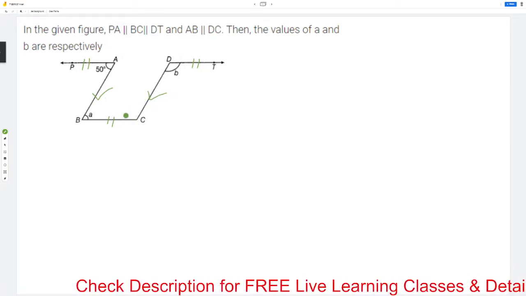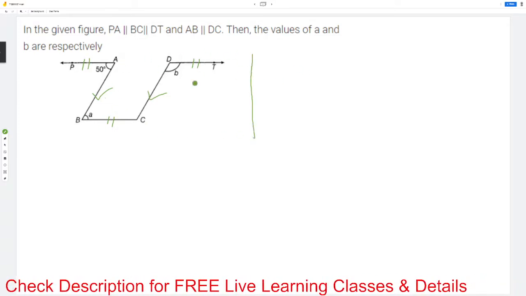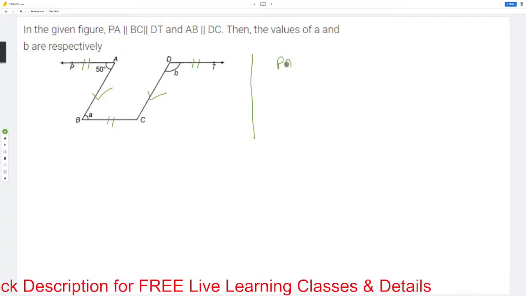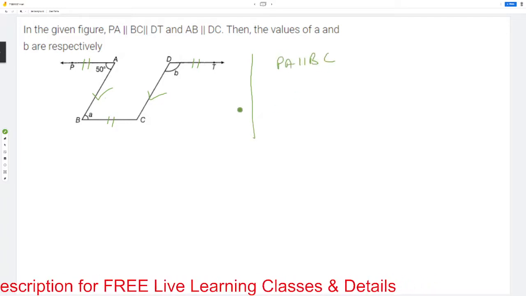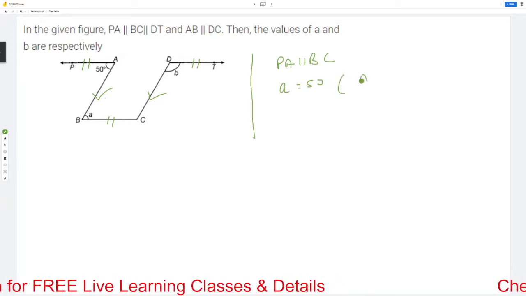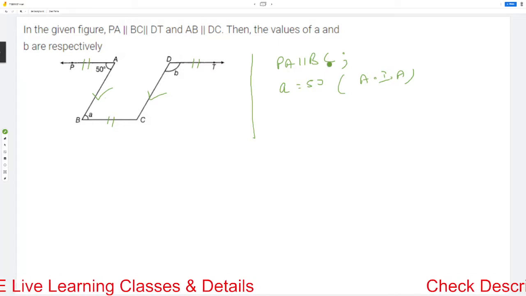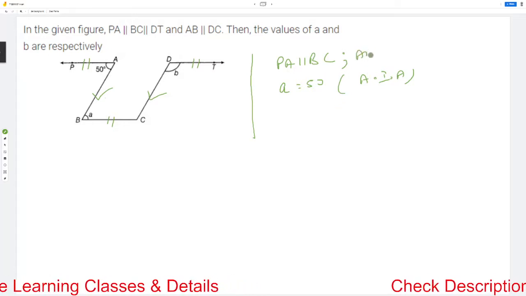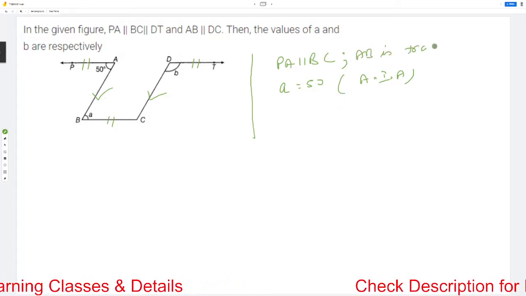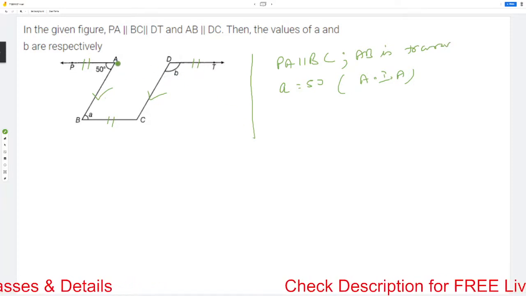So now if we need to find the value of A and B, we can write: as PA is parallel to BC, angle A equals 50 degrees by alternate interior angles. And we can see here that AB is transversal. Now for question number B, we have to join A to D.